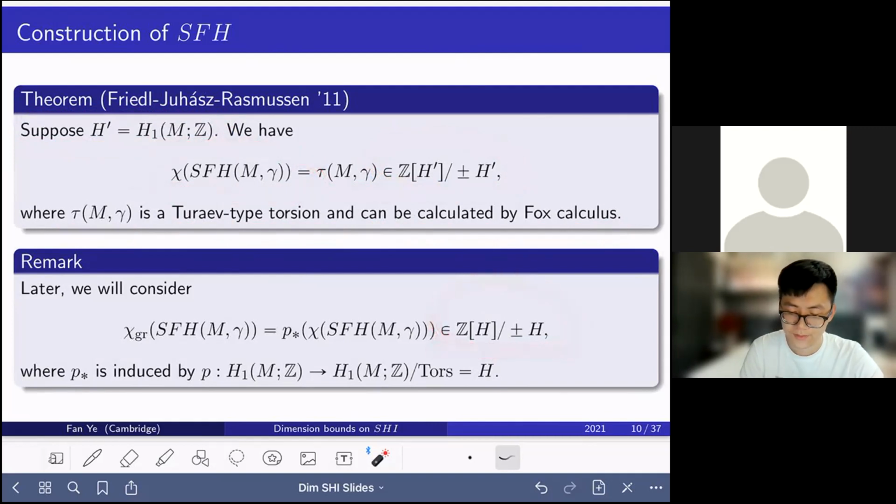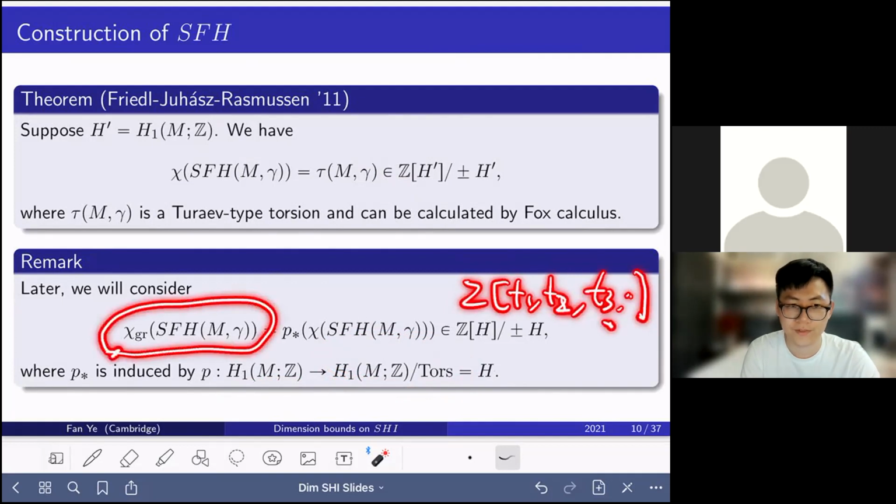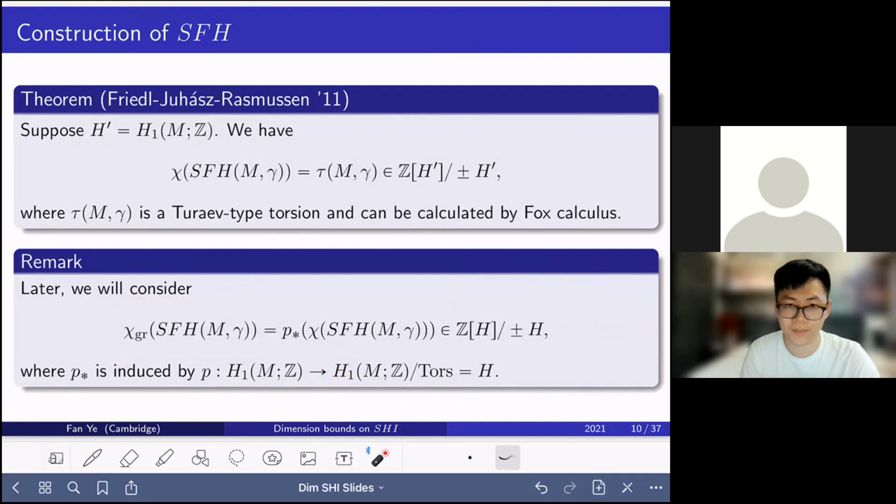Note that this group ring is based on the homology group H, where we mod out the torsion in the homology groups. Which means this is roughly speaking just generated by T1, T2, and T3, something like this. And we can consider this as an element, maybe a polynomial in T1, T2, T3. Yes, so this makes things easier.